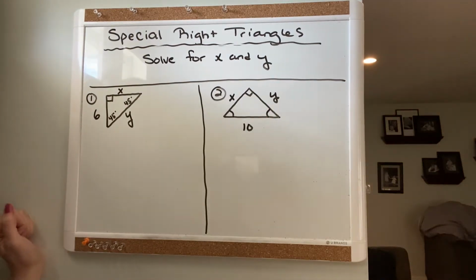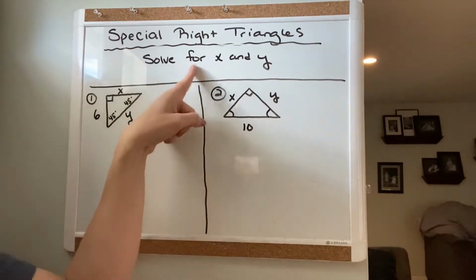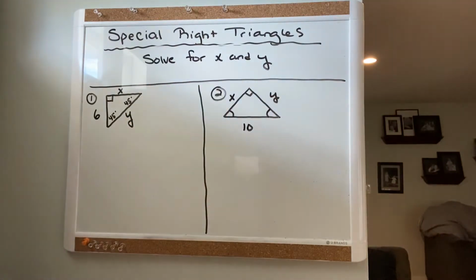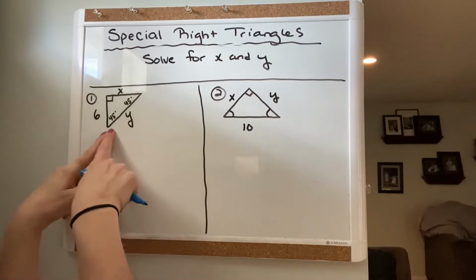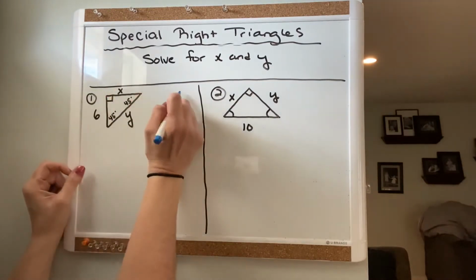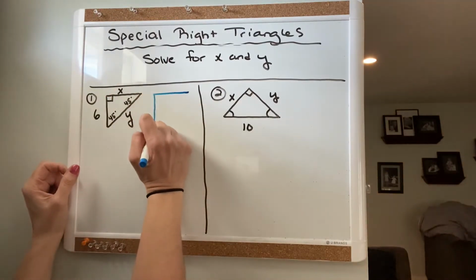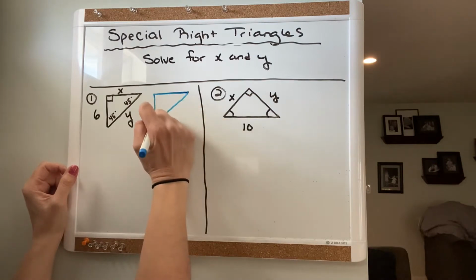Okay, so last video for the 45, 45 right triangles and for special right triangles in general. You have two examples here. I want you to solve for x and y for both of these. We're going to do for these what we did with the 30, 60, 90 triangles. I want you to take this 45, 45 right triangle and just copy it. Draw one that looks exactly like it.